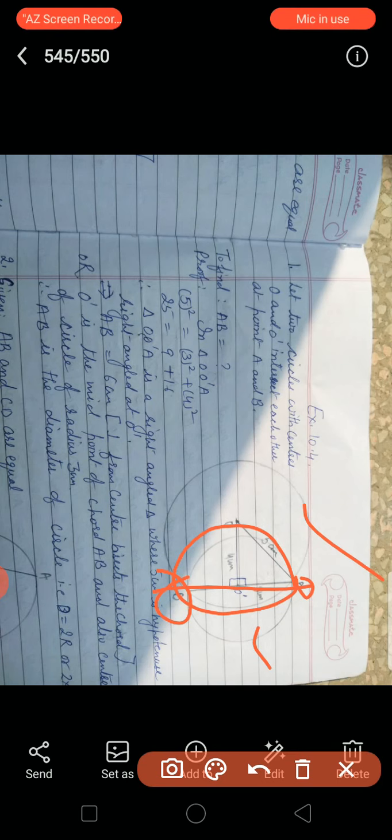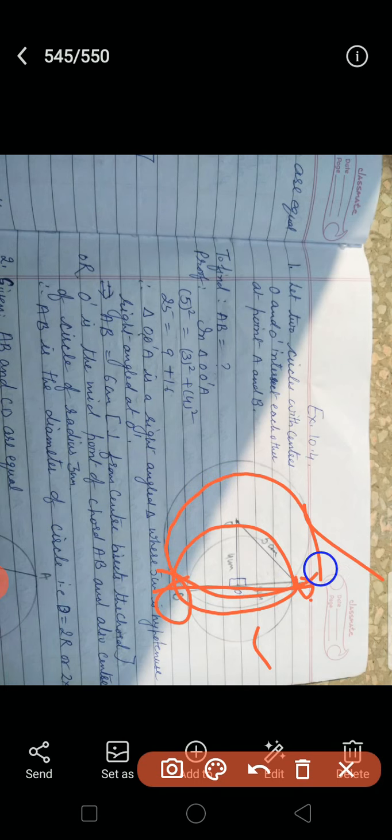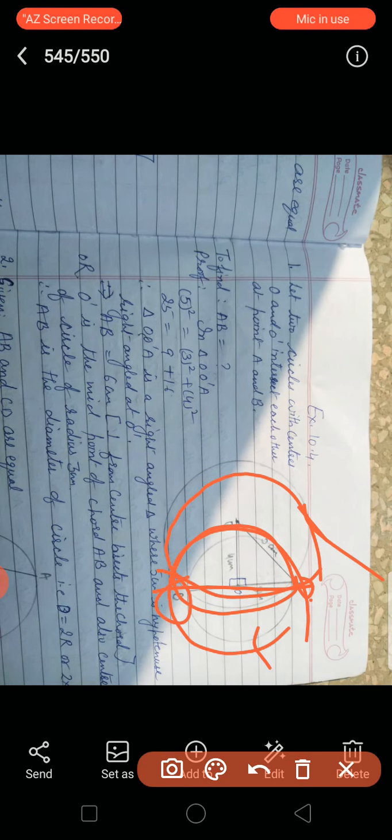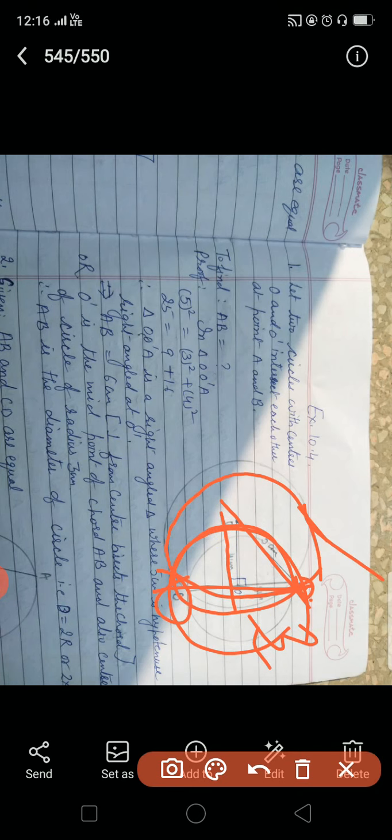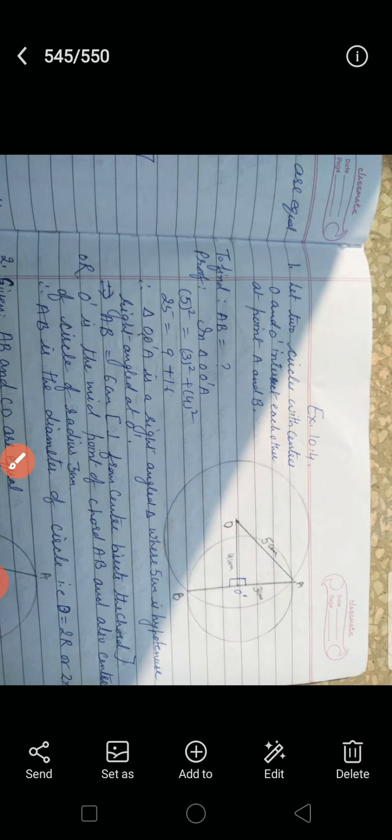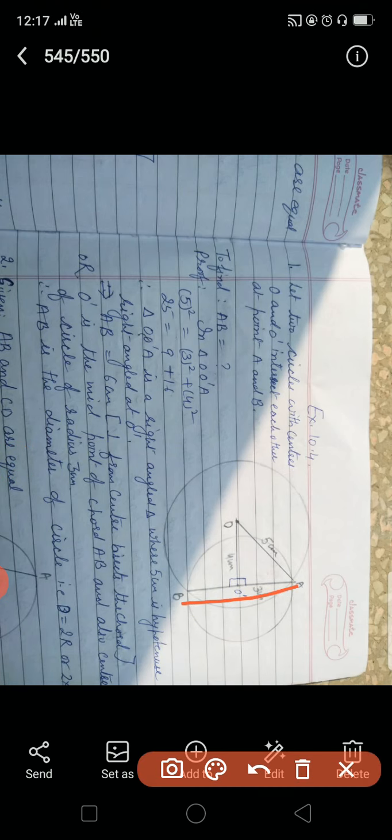And here we can take the chord of the first circle as the diameter of the second circle. The radius of the first circle is 5 and the radius of the second circle is 3, and the distance between their centers is 4 centimeter. So what we have to find out here is the length of AB, that is the length of the common chord. So how we can find it? First we will find this.